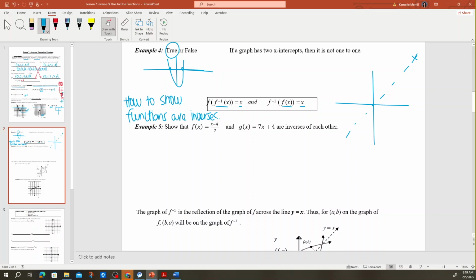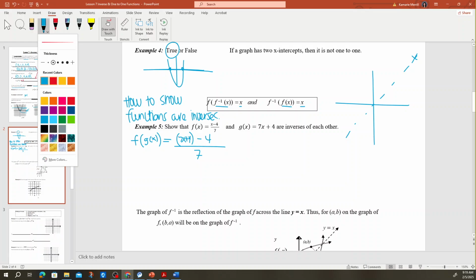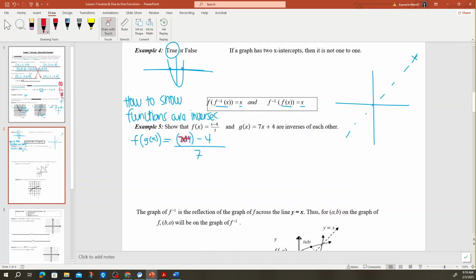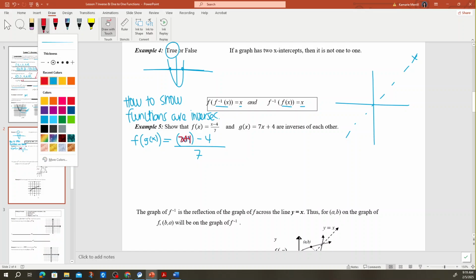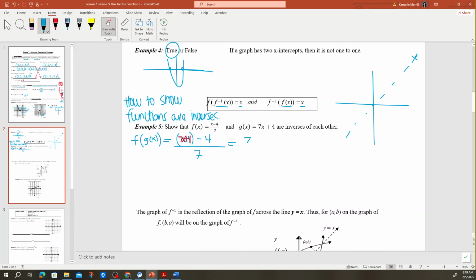So if I want to verify that f and g are inverses of each other, I take f of g, and I see what happens and see if I get this result, okay? So let's go ahead and do it. Why don't you take a moment to try it yourself, and let's compare and see if it works out. Good. Did you get x when you were done?